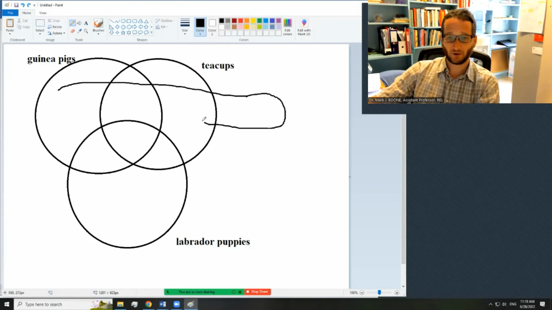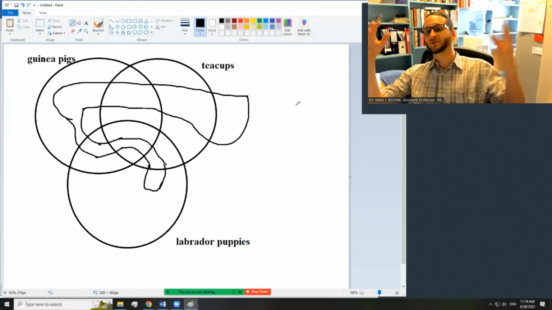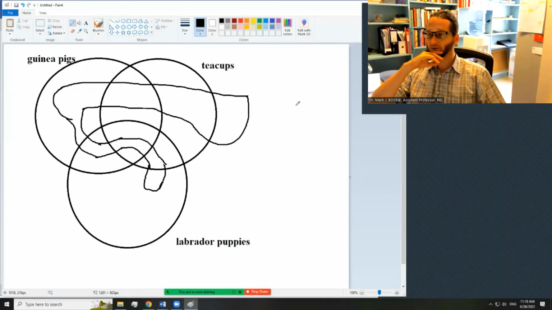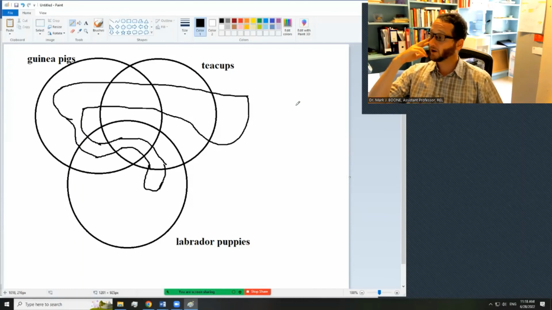Here I bisected the outer region. Now I'm bisecting the teacup only region, now the teacup guinea pig only region, now the teacup Labrador, guinea pig Labrador, not teacup region, now the guinea pig Labrador, teacup region, now the teacup Labrador, not guinea pig region, now the Labrador only region. So with the Venn diagram that looks like this, with this hideous amoeba drawn over everything else, you could in theory bisect all your pre-existing things. This is how you would have to do a Venn diagram with 4 categories.